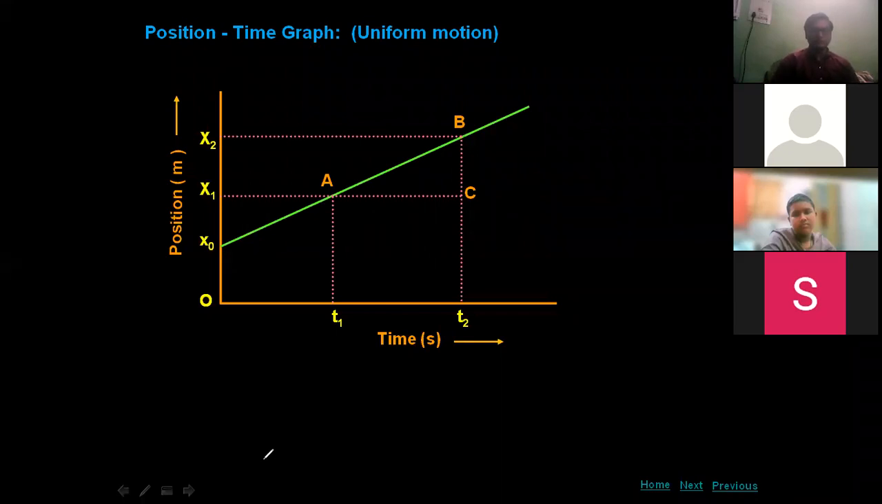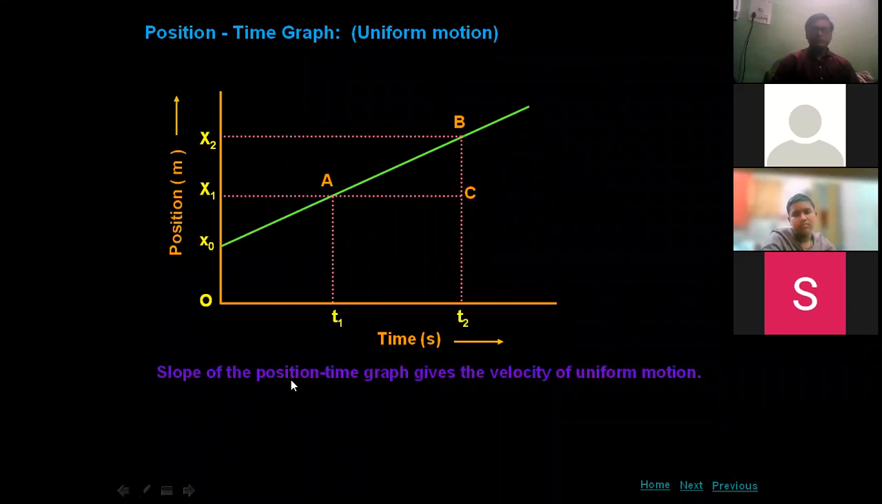Next point. The slope of the position time graph gives us the velocity of the uniform motion. Take the screenshots.